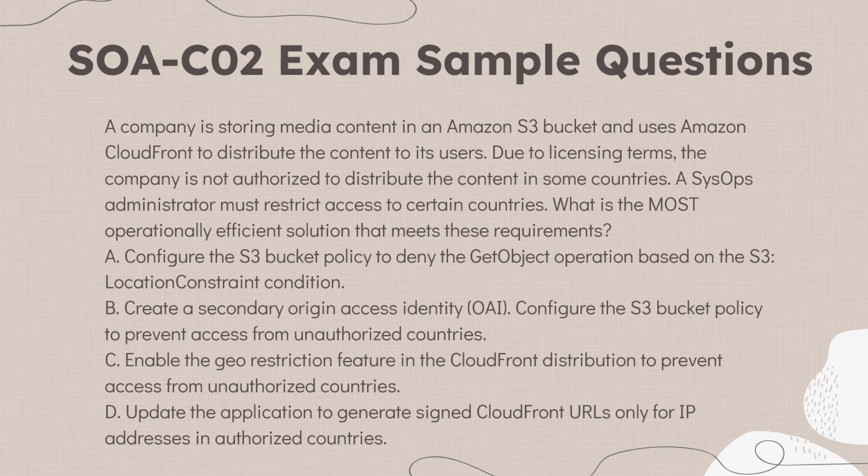A. Configure the S3 bucket policy to deny the GET object operation based on the S3 location constraint condition. B. Create a secondary origin access identity, OAI. Configure the S3 bucket policy to prevent access from unauthorized countries. C. Enable the geo-restriction feature in the CloudFront distribution to prevent access from unauthorized countries. D. Update the application to generate signed CloudFront URLs only for IP addresses in authorized countries.